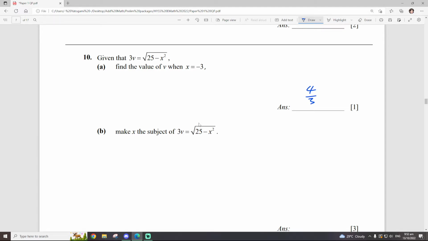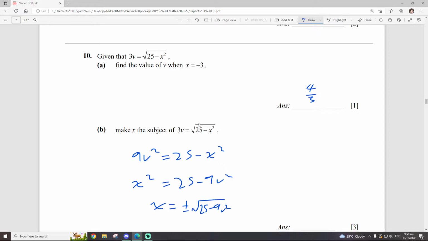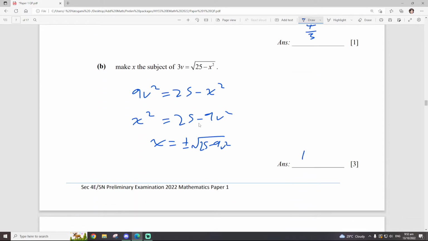Make x the subject. Okay, so we shall square both sides to get rid of the square root first. 9v squared equals to 25 minus x squared. X squared is 25 minus 9v squared. And x is plus minus the square root of this. Okay. Plus minus the square root of 25 minus 9v squared.